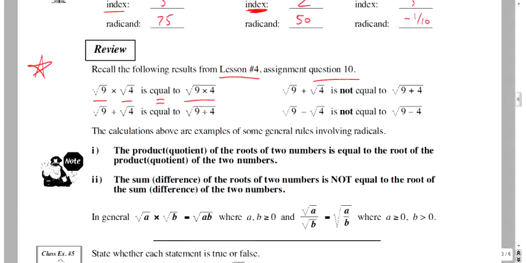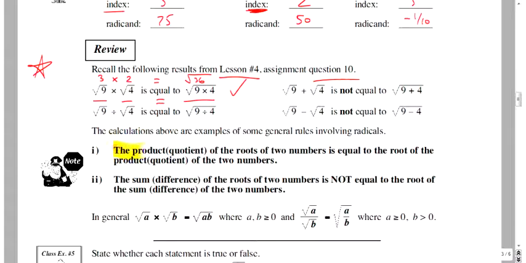Is that pretty easy for us to prove? What's the square root of 9, Leon? 3 times, what's the square root of 4? 2. And that's 6, right? Is that equal to the square root of 9 times 4? 9 times 4 is 36. Is 6 equal to 6? Yuppers. Okay? That's a rule. We can do that. Let's highlight that rule.